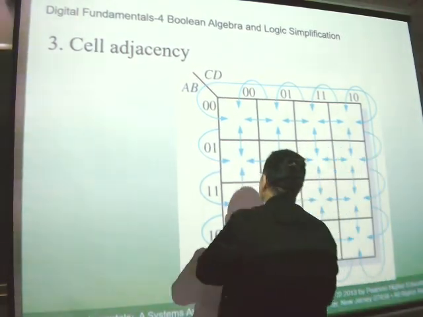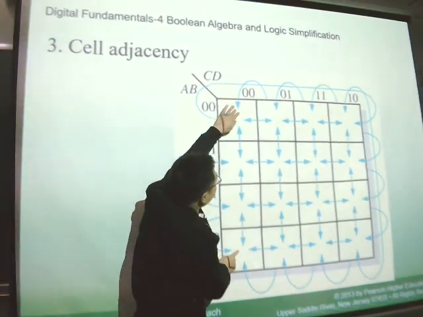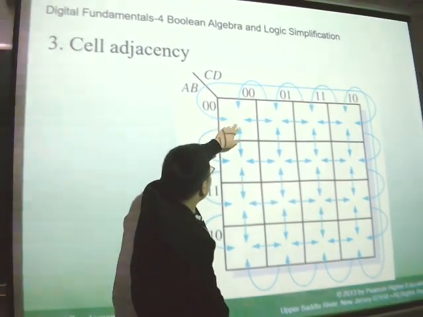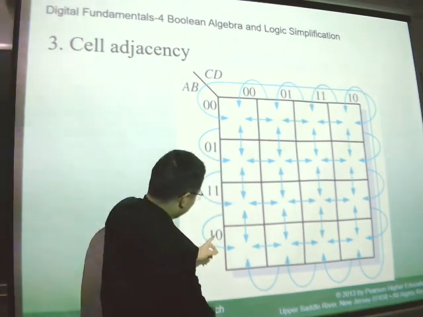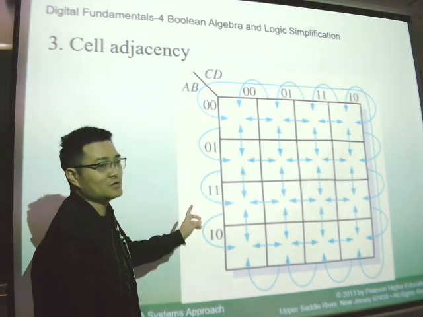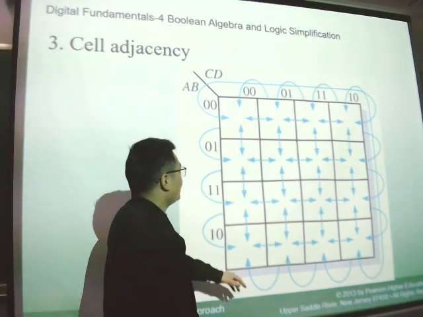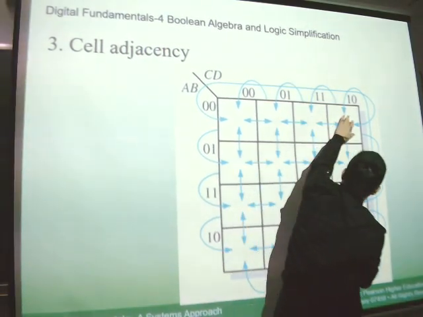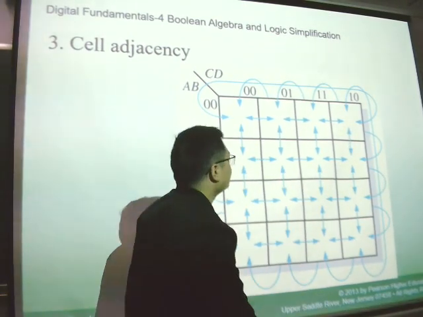And these two cells are also adjacent, because 0, 0, 0, 0 and 1, 0, 0, 0. The first bit is different. And these two cells are adjacent.